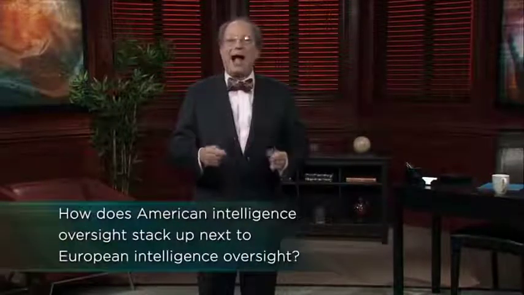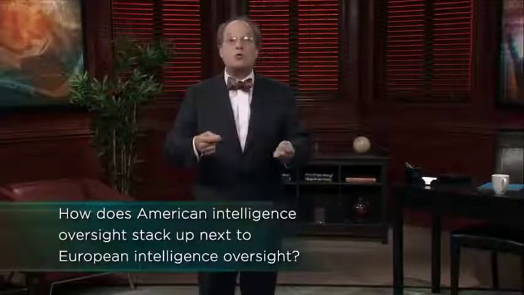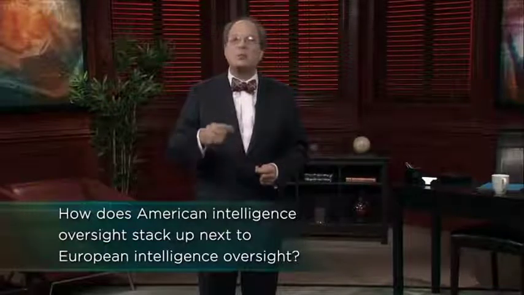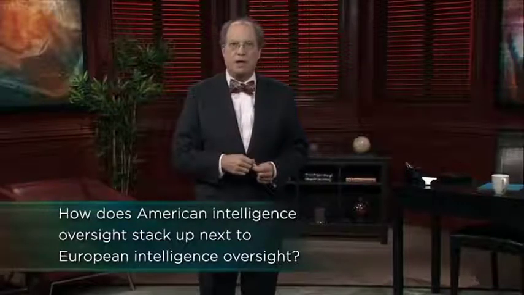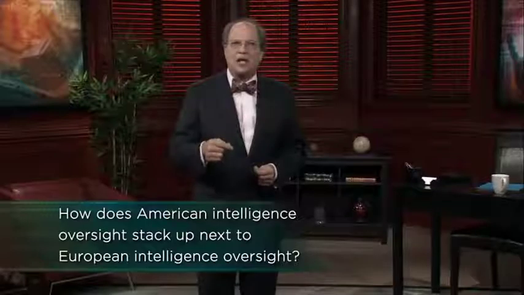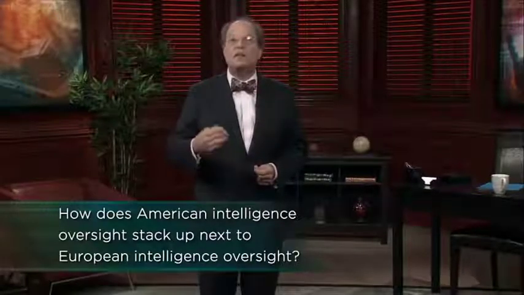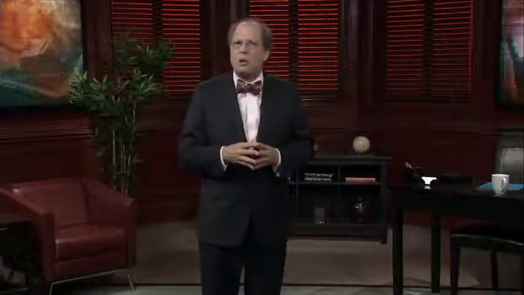And so the question we might want to ask is, how does American intelligence oversight stack up next to European intelligence oversight? And if that's the question, I'd say the U.S. law and oversight of its intelligence agencies is more robust, not less, compared with Europe. This might be a surprising conclusion, but it is nonetheless, I think, an accurate one. Judicial limitations are more stringent in the United States, and transparency is greater, too.